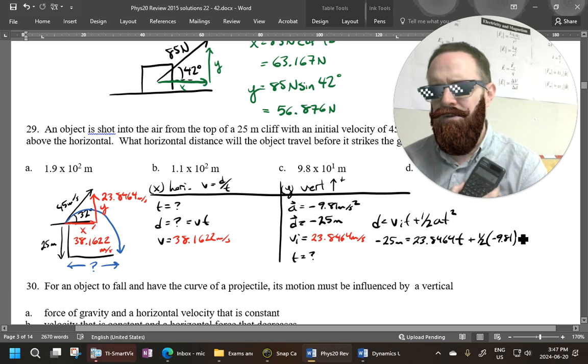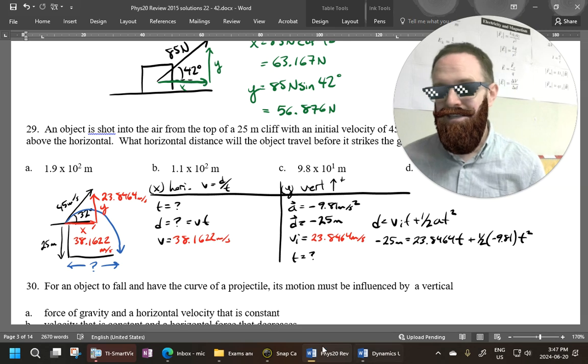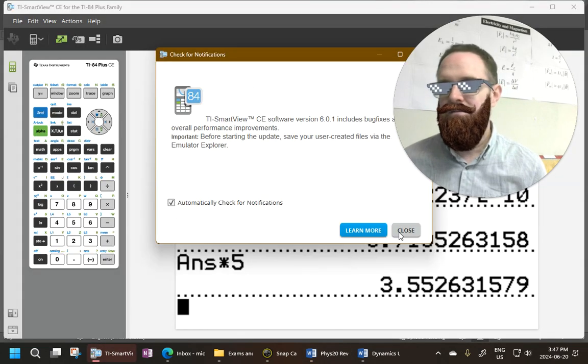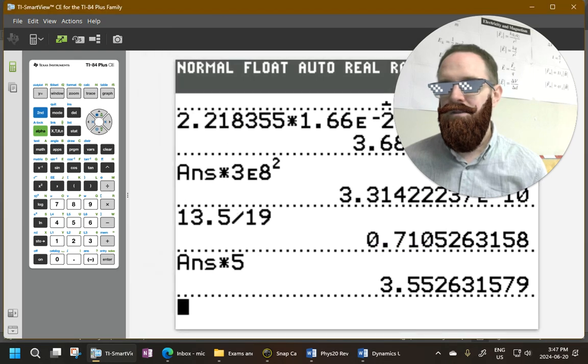I'm going to ignore the units. They all look pretty good. Meters, meter per second, yep. And then I got T squared. So I'm looking for T here. So I'm just going to go to my calculator. I don't care about that. Okay. So we're going to put in a few things here.